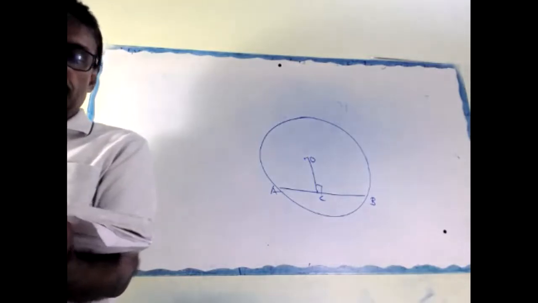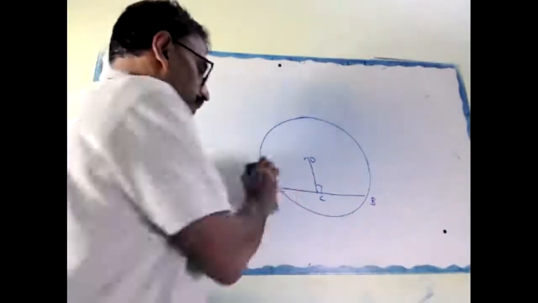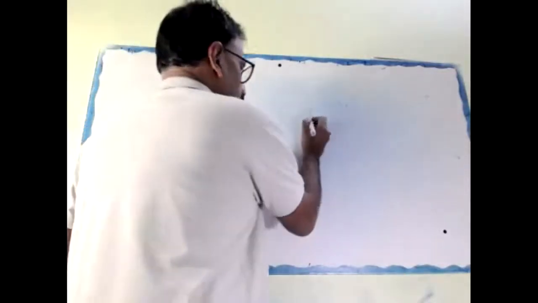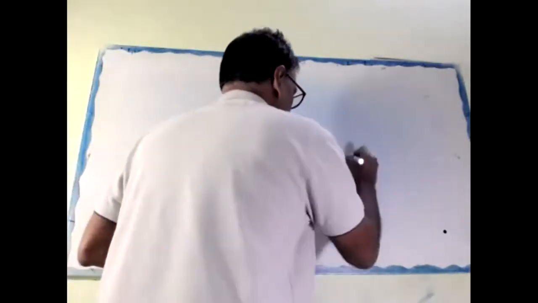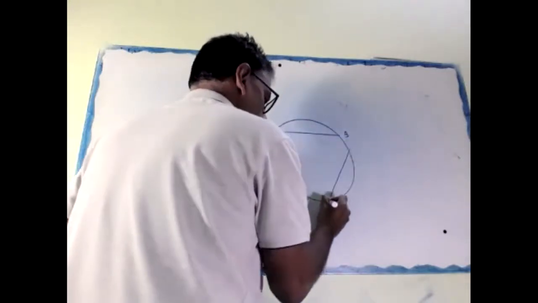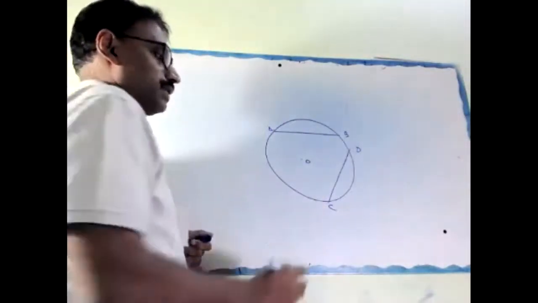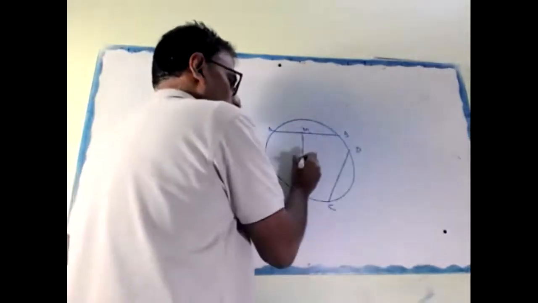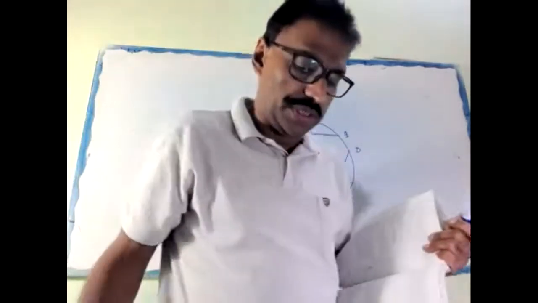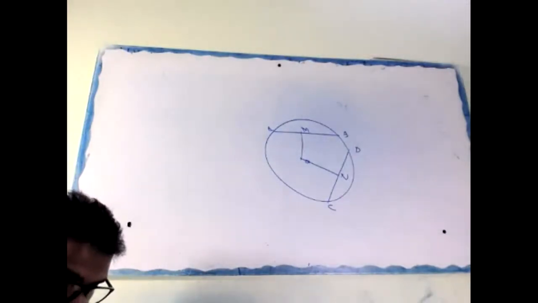Equal chords are equidistant from the center. That means, listen here, AB and CD are two equal chords. Then OM and ON are equal. Equal chords are equidistant from the center.